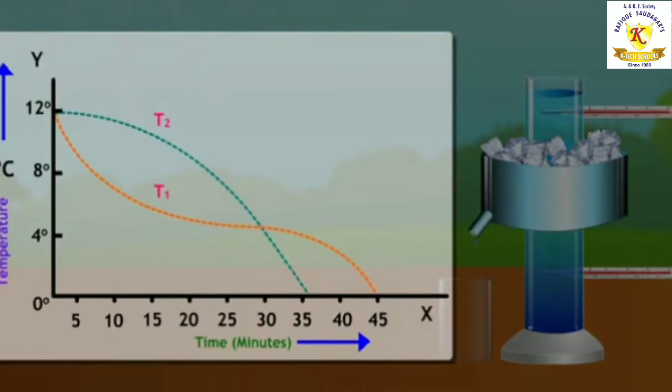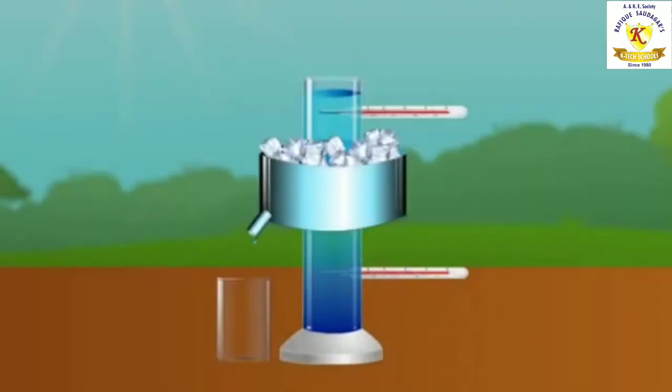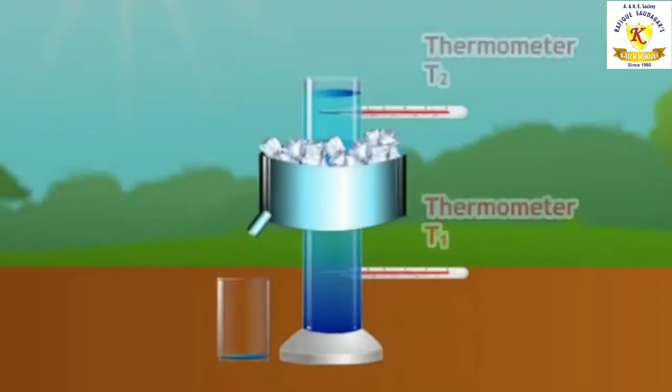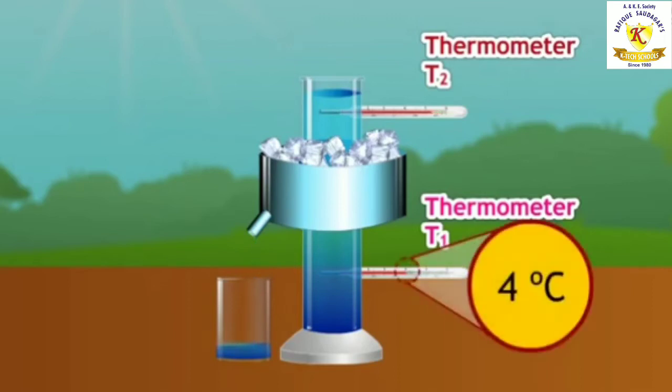The graph shows that initially both the temperatures T1 and T2 are identical. However, as time passes, the temperature T1 of water in the lower part of the cylinder decreases fast, while the temperature T2 of water in the upper part of the cylinder decreases comparatively slowly. However, once the temperature T1 of the lower part reaches 4 degrees Celsius, it remains almost stable at that temperature. T2 decreases slowly to 4 degrees Celsius.